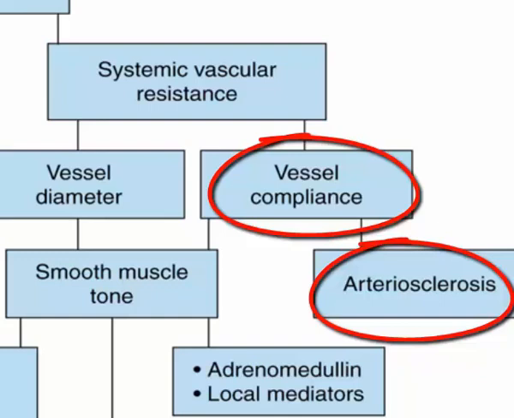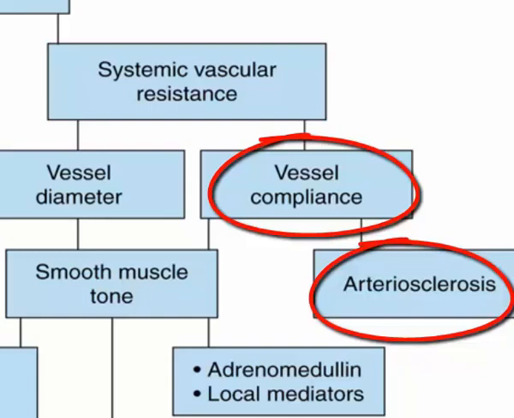So let's first go to the far right and talk about vessel compliance and atherosclerosis. We learned in the upper respiratory system about lung compliance, and it's the same concept of compliance, or how pliable, how soft the blood vessel itself is, how well it expands and recoils. And the number one thing that can affect how well the blood vessel can expand, and we're talking about the arterial blood vessels, the arteries, is atherosclerosis, or plaque buildup.